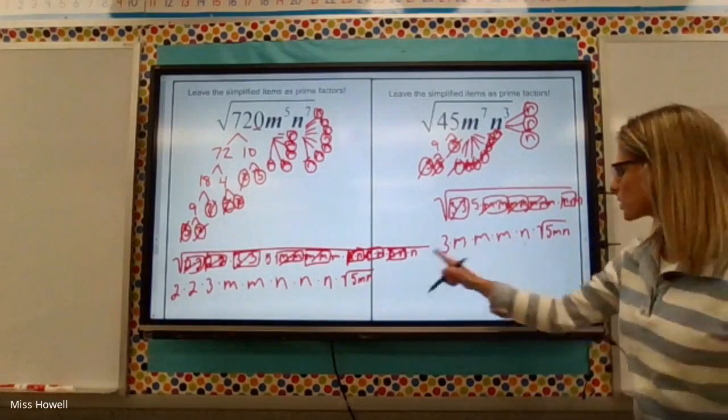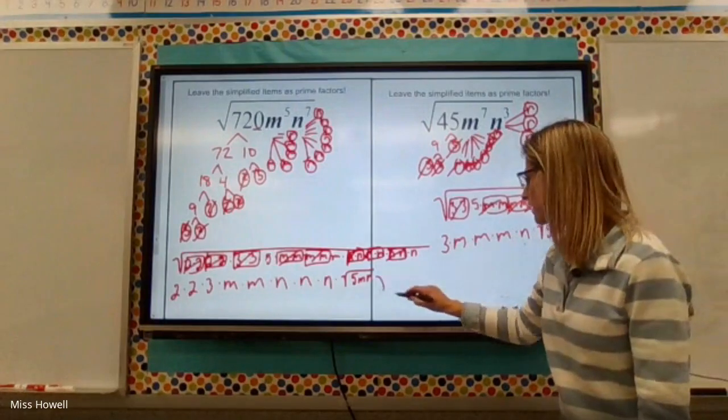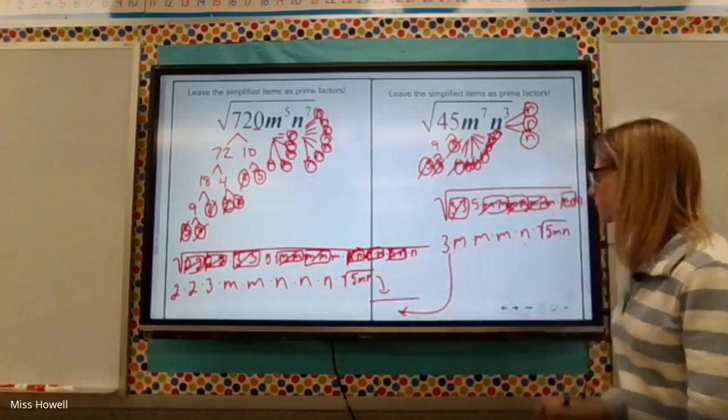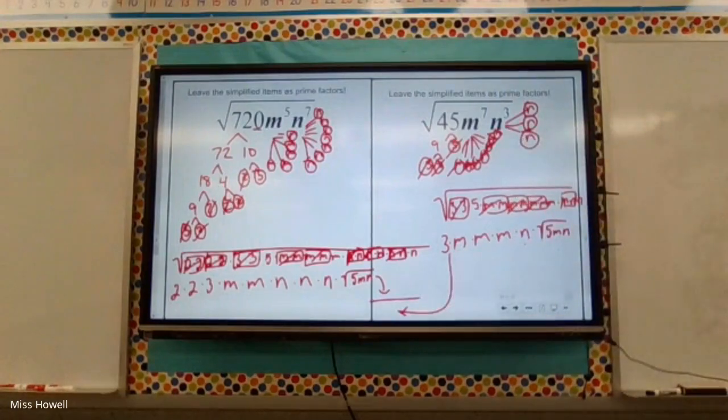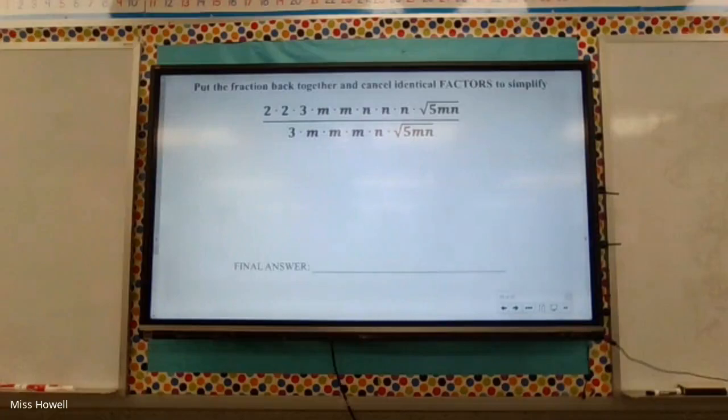If any of those match what's over here, they'll simplify. This is on top, this is on the bottom. Put it back into your fraction. All right, so we have 2 times 2 times 3 times m times m times n times n times n times the square root of 5mn, all over 3 times m times m times m times n times the square root of 5mn.